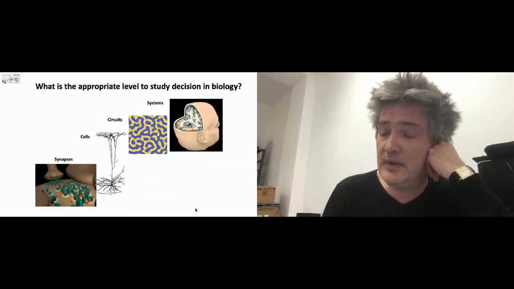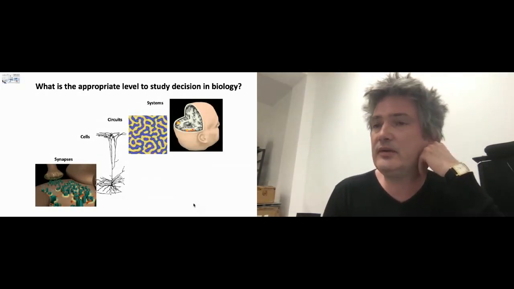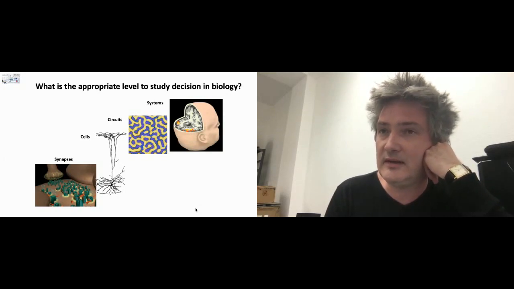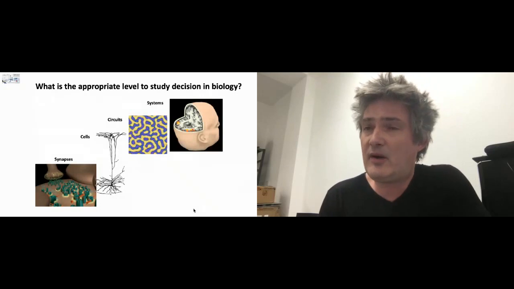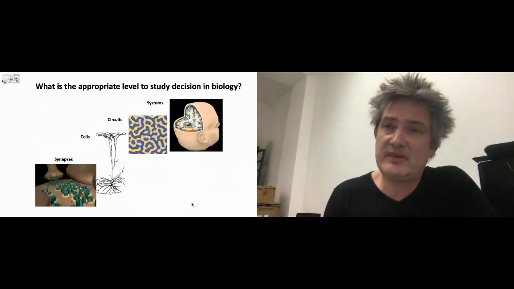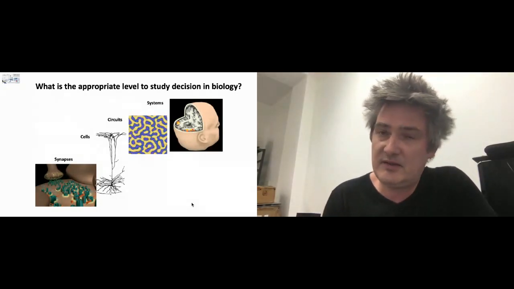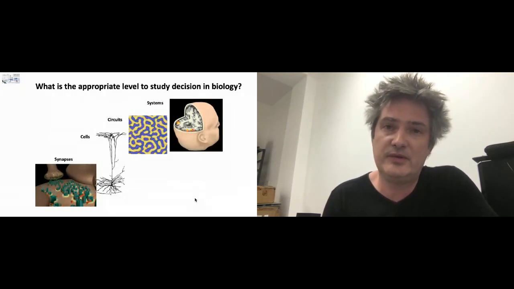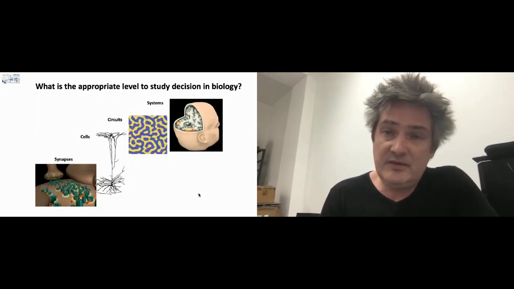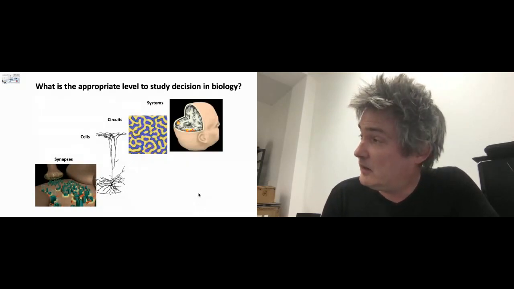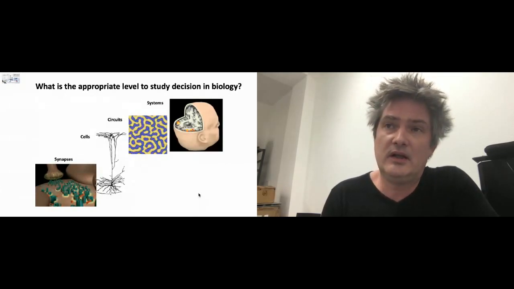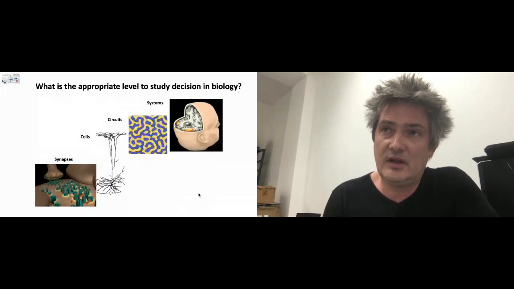So you probably heard a lot of talking about a system, looking at the ephemeral responses or EEG responses. Some people, like myself and many others, are interested in circuit or neuronal response using electrophysiology, but some others may be interested even at the synaptic level. And one key issue is what is the proper level to study decision in biology.